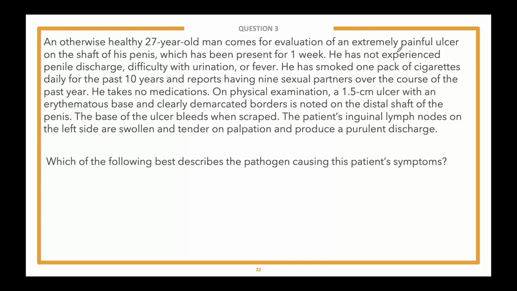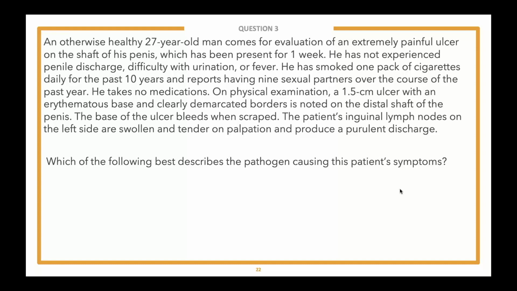Once again, the answer choices have been covered up, and we will begin with the lead-in. Which of the following best describes the pathogen causing this patient's symptoms? An otherwise healthy 27-year-old man comes in for evaluation of an extremely painful ulcer on the shaft of his penis, which has been present for 1 week.